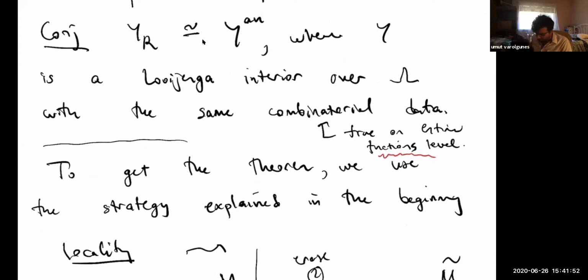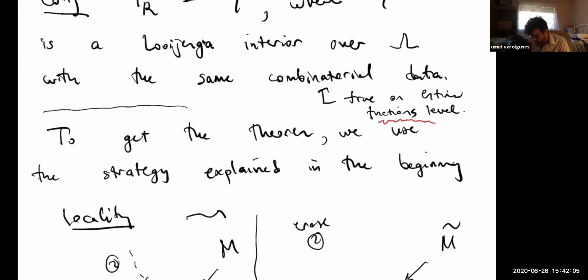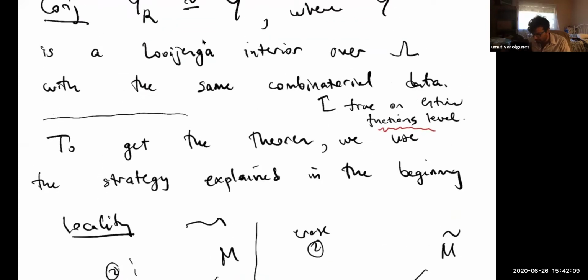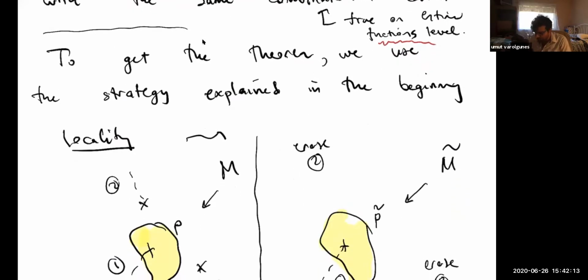Okay, and I think I know how to prove that there exists such a y such that the entire functions on y is the same as entire functions on yr. But I don't know if it's true that they're actually isomorphic as analytic spaces. Well, I shouldn't really say I proved this, but I think I know how one might prove it.